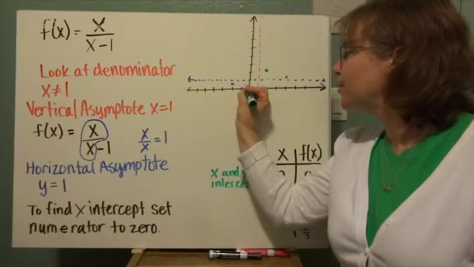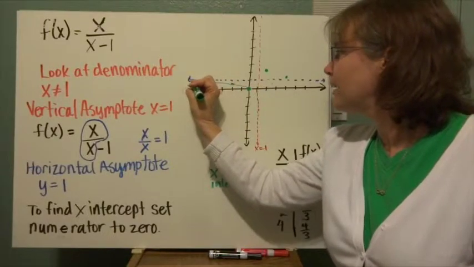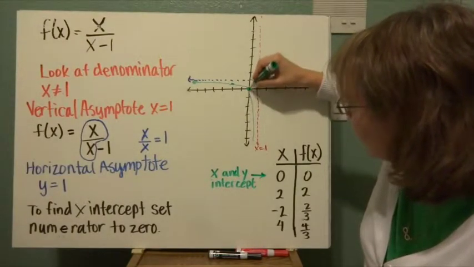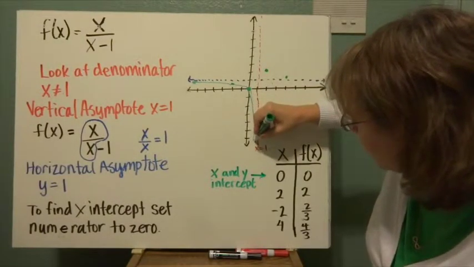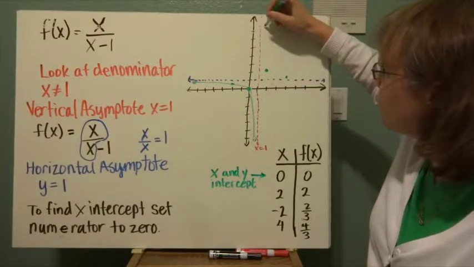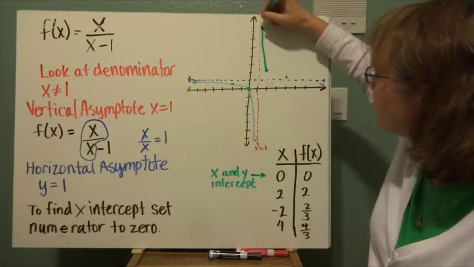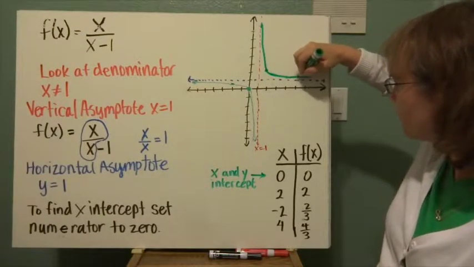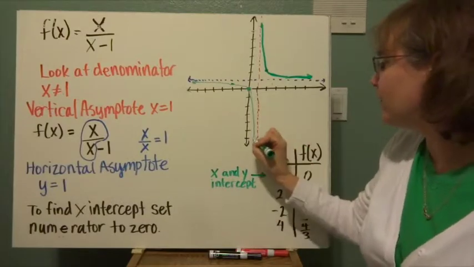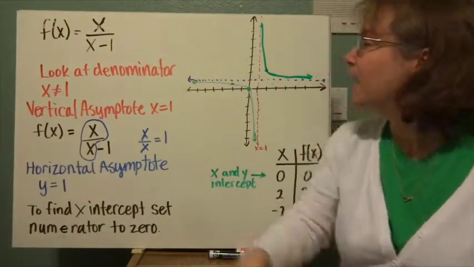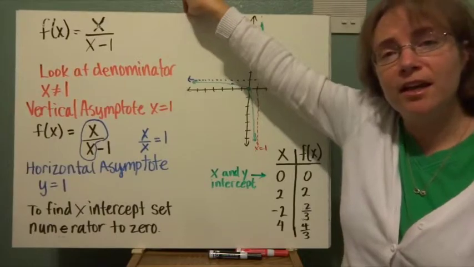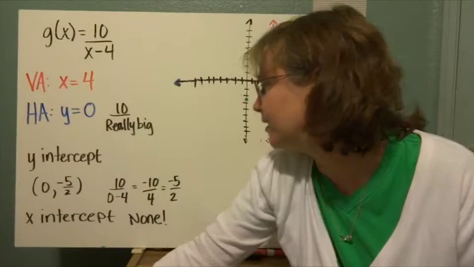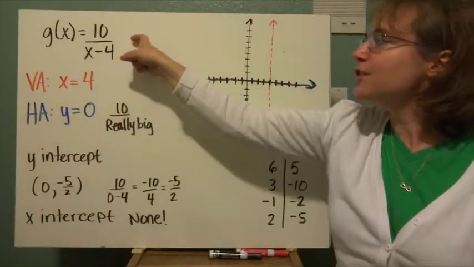I know it's going to be approaching the asymptote here and approaching the asymptote here. Getting closer and closer. And same is true up here. It's going to be approaching. Okay, so once I have a couple of points, I can figure out what the graph's going to be doing. If you need to try more points, feel free to try more points to get a better idea. So let's look at another example.